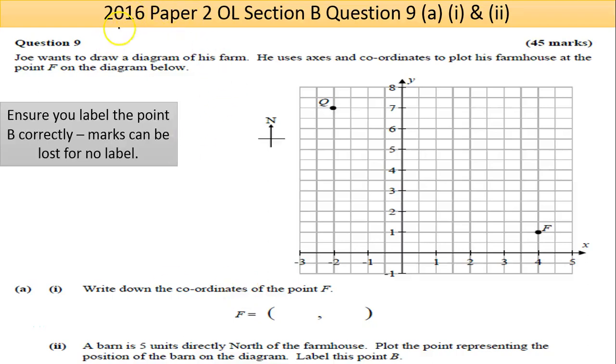Hello and welcome to 2016 Paper 2, Question 9, Section B. So, as usual, I'll just start the video by saying you should pause this and have a go yourself and see what you come up with.